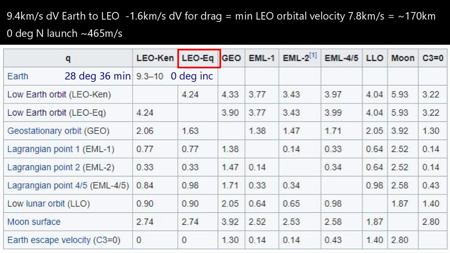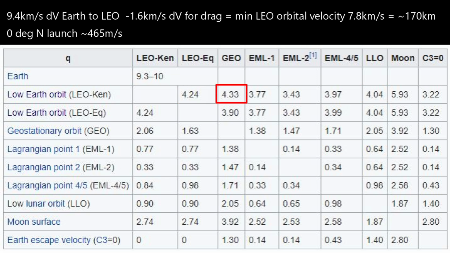If we had launched from the equator to start with, we wouldn't need to do that. To go from LEO to geosynchronous orbit adds about 4.33 kilometers per second. Getting to low lunar orbit would cost about 4.04 kilometers per second. Notice that it takes more delta V to get from a 28 degree inclination to the equator than it does to get from low Earth orbit to the Moon. That means orbital inclination changes are very expensive.